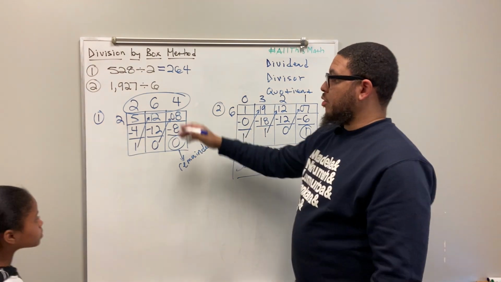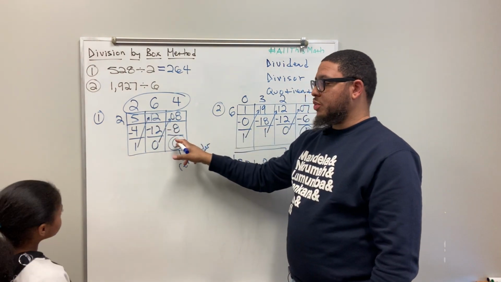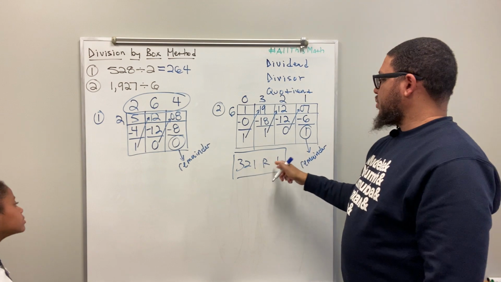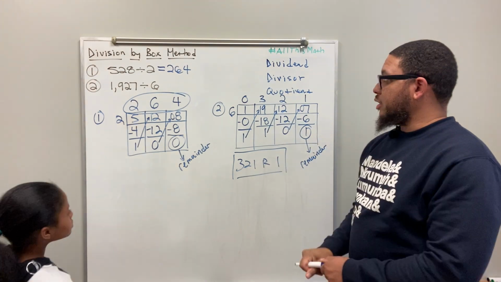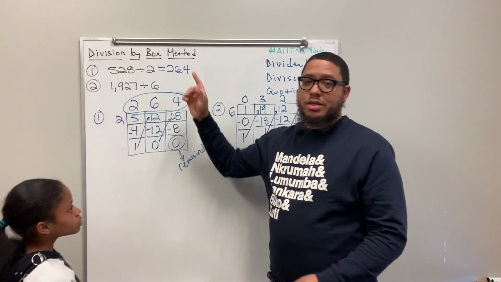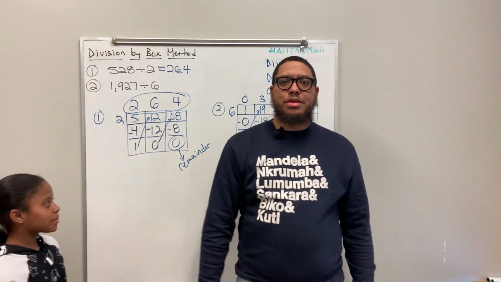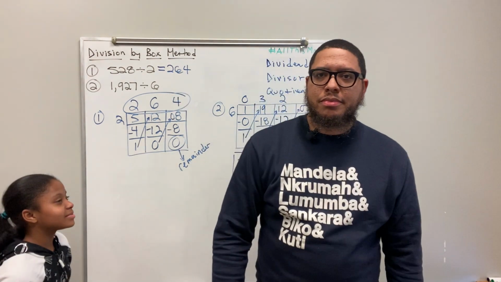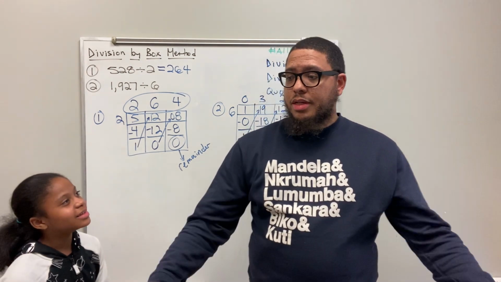Now the first problem, we didn't have a remainder. Our remainder was 0. The second problem, we have a remainder of 1. So that's what that looks like. And this, ladies and gentlemen, is division by the box method. All right?